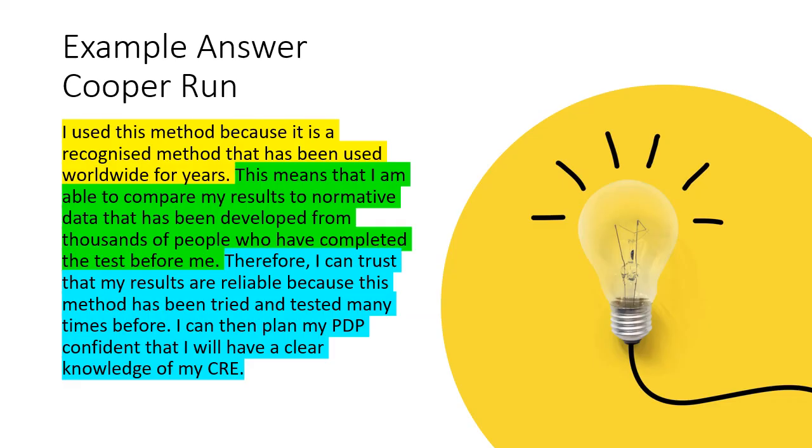We've now got an example answer for explaining the Cooper run, or explaining why you used it. As you can see here, the point is in yellow, meaning in green, and impact is in blue. Again, it would be a good idea to take a note of this model answer, and you can refer back to it when you're doing your answers.